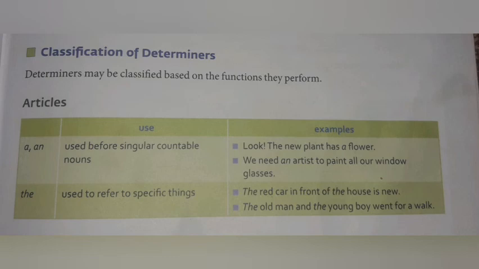The next article is the. The is used to refer to a specific thing. Look at the example: the red car in front of the house is new. Look at the first word: the red car, the is an article.